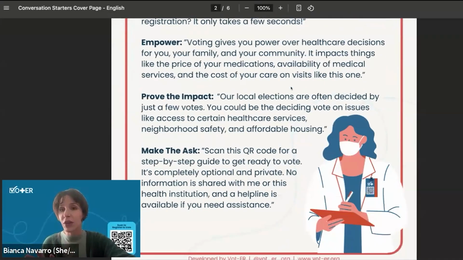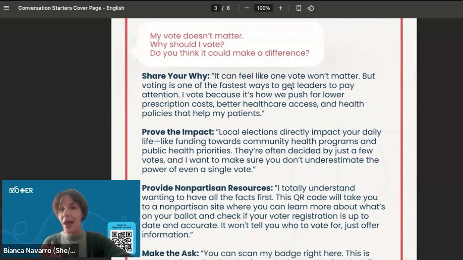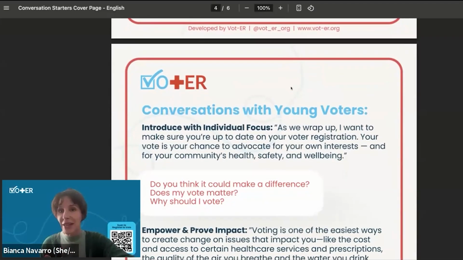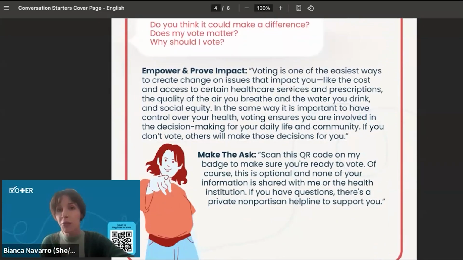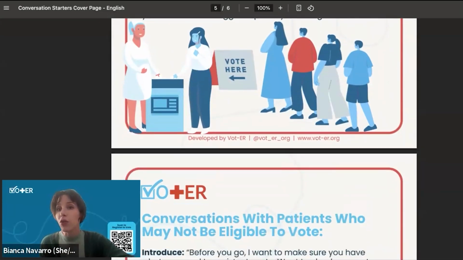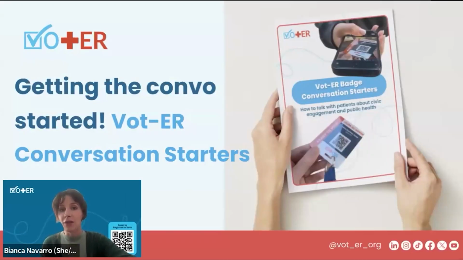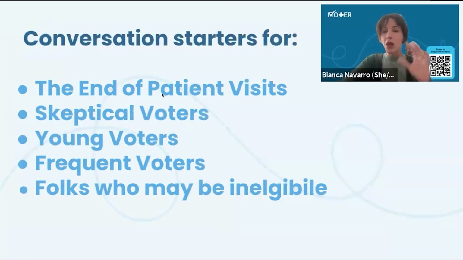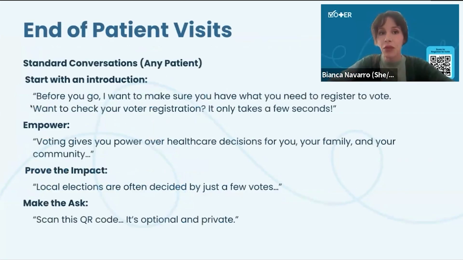There are a ton of different interactions and talking points. And because I have now less than 5 minutes, I won't be able to go over all of these talking points with you. But what I do want to go over is the actual anatomy of the scripts. So breaking these down on those conversation starters, you're going to see interactions and talking points for when you're ending a visit with a patient, when you are talking to skeptical voters, when you are talking to young voters, frequent voters, and folks who also might be ineligible to vote.